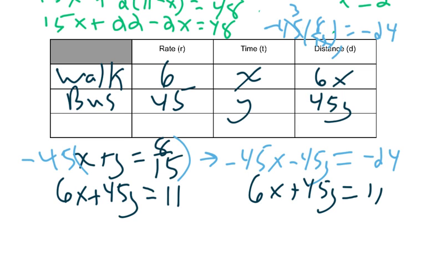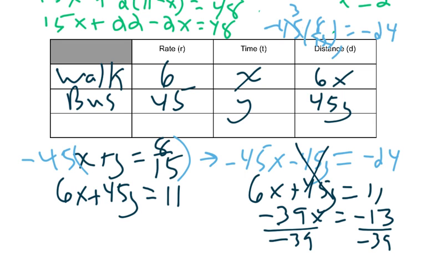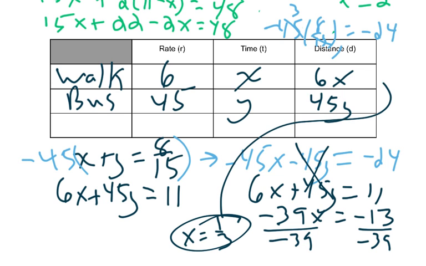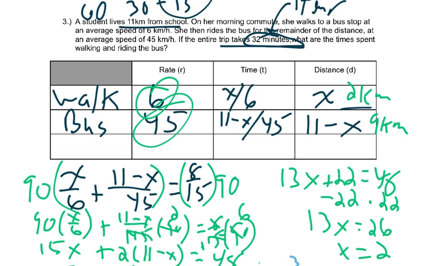Now let's add them up. So if we add them, the y's disappear. We have negative 45x plus 6x. That's going to give us negative 39x equals negative 24 plus 11 is going to give us negative 13. Divide by negative 39, divide by negative 39, and negative 13 over negative 39 is going to give us 1/3. So we know that x is 1/3. So then if we plug this into here to solve for our distance, 6 times 1/3 is 2, which is the same answer that we got up here.